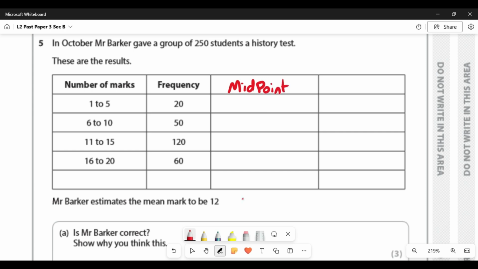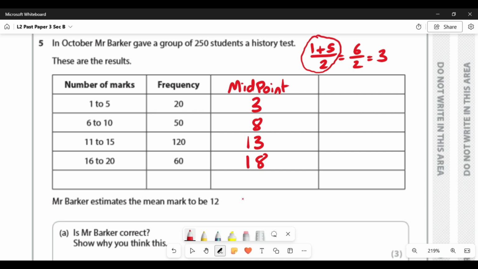midpoint. Yeah, because you're going to need the midpoint of 1 to 5, or halfway between 1 to 5. And if you're not sure, what you do is you add the two together and halve it, which is obviously 6 divided by 2, which is 3. Yeah, so you should get 3 for that one. And if you do the same for the rest, 6 to 10, halfway between that is 8. 11 to 15, halfway between that is 13. 16 to 20, halfway between that is 18. Yeah, and if you're not sure, do what I did here. I think it's a really good idea to do this, in fact, for the first one.